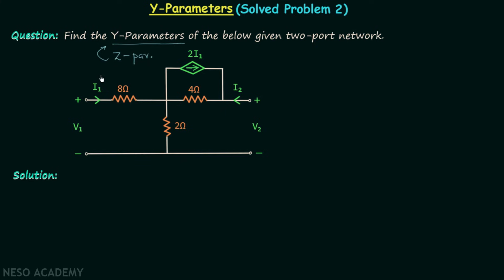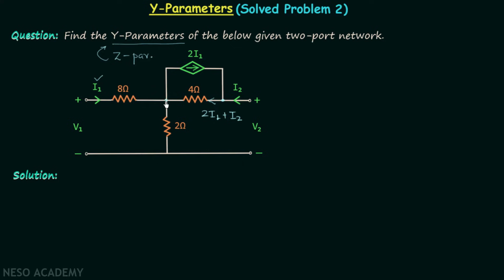In this branch, current is I1. In this branch, current is 2 times I1. And when you focus at this particular node, you will find 2 times I1 is entering the node and I2 is also entering the node. Therefore, the leaving current according to KCL will be 2I1 plus I2. Therefore, the current in this branch is 2I1 plus I2.